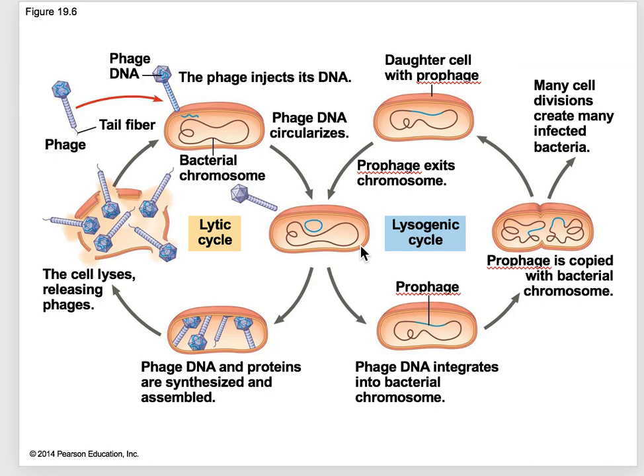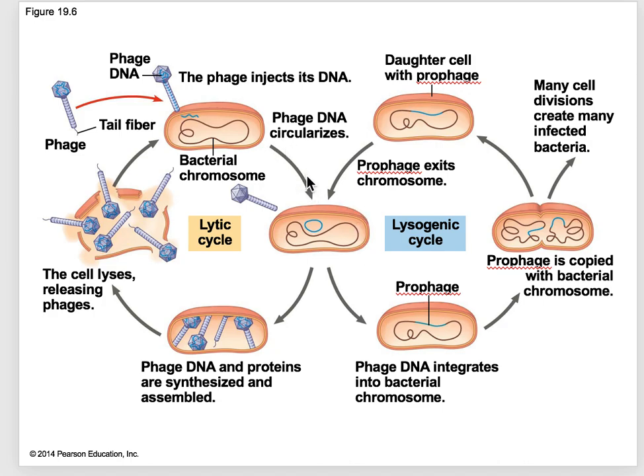This is the figure of the two cycles and how they interact with one another. And I believe I left this in your PowerPoint. But look up to the left, the upper left hand where it says phage DNA. There you can see that the phage has attached to the bacterial cell and injected its DNA.